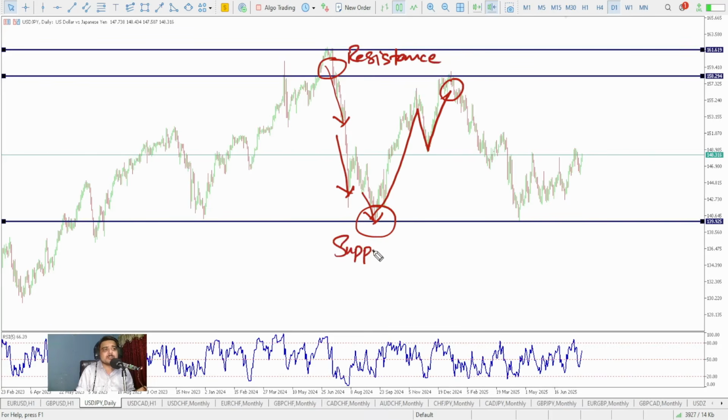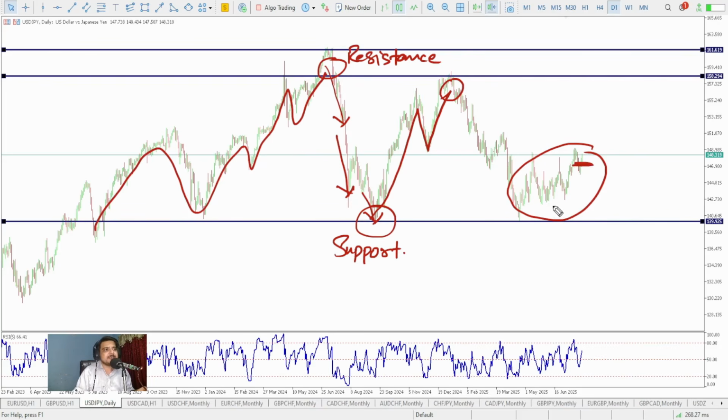Now most traders ignore these levels, and when we ignore the support and the resistance, it means we are trading blindly. So clear, resistance, support, where the market reacted the previous time. I'm not talking about right here. If I want to trade right here, definitely I have to study this past data that I have. If I don't, it means I'm trading right here blindly.